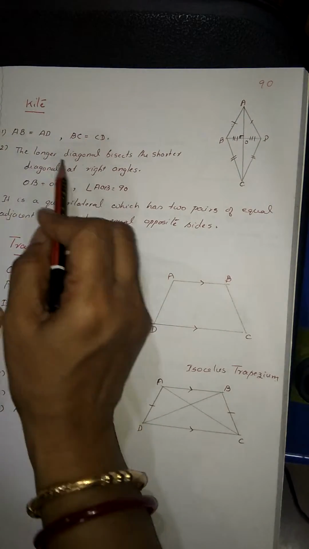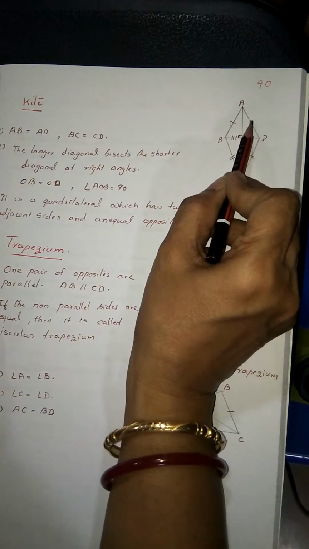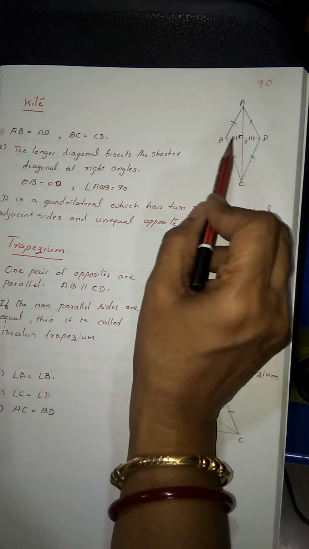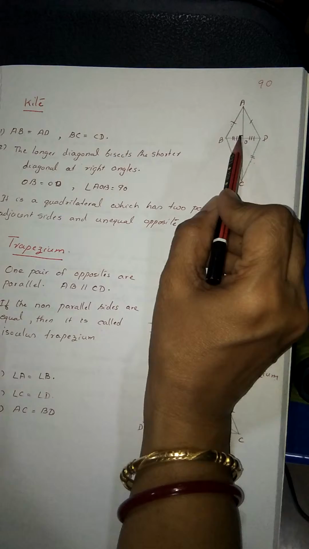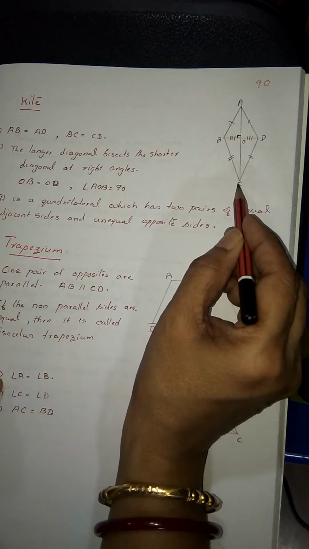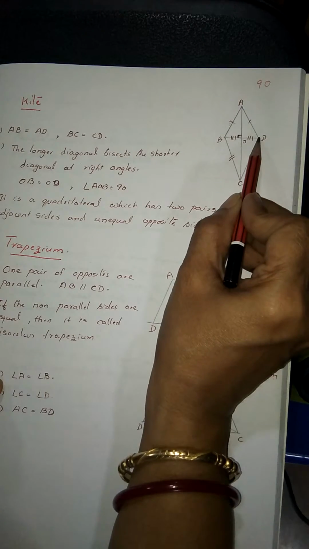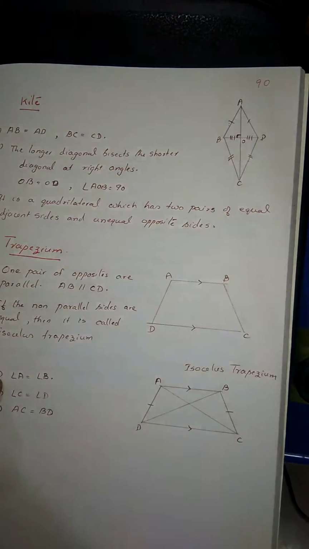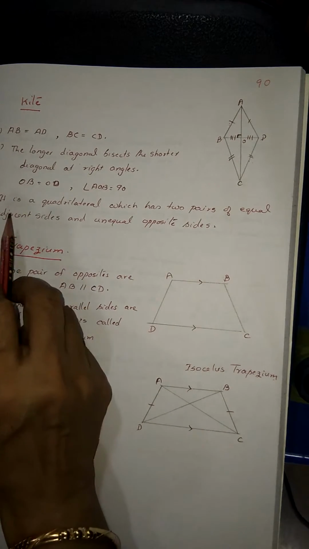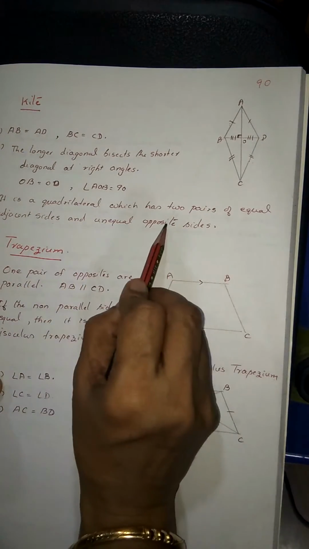And so in a kite, as I told you a little while ago, AB and AD are equal. These two are equal. And here the diagonals are not equal. But the diagonals will intersect at right angles. And the bigger diagonal, the longer one, will bisect the smaller one, that is OB equal to OD, but OA is not equal to OC. So a kite is a quadrilateral which has two pairs of equal adjacent sides and unequal opposite sides.